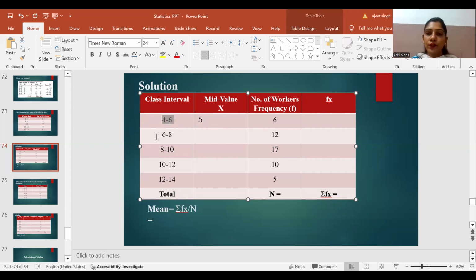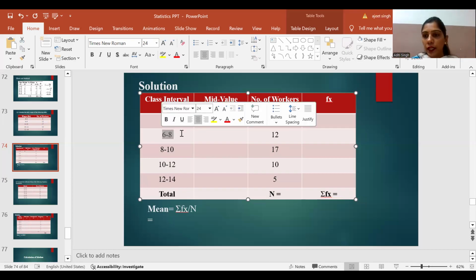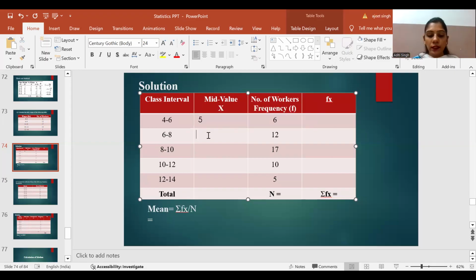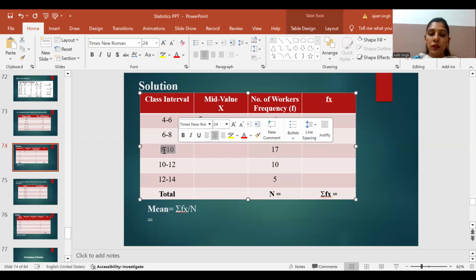Now the mid value of 6 and 8. First we add 6 and 8 and then divide by 2. The sum of 8 plus 6 is 14, and 14 divided by 2 is 7. The answer is 7.